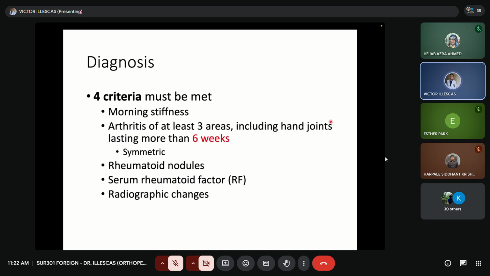4 criteria must be met. There must be morning stiffness, arthritis of at least 3 areas, including the hands and the joint, lasting more than 6 weeks, and the affectation is symmetric, meaning both sides are affected. There will be rheumatoid nodules. Rheumatoid factor may be positive. Anti-CCP will clinch the diagnosis, and you will see the radiographic changes.